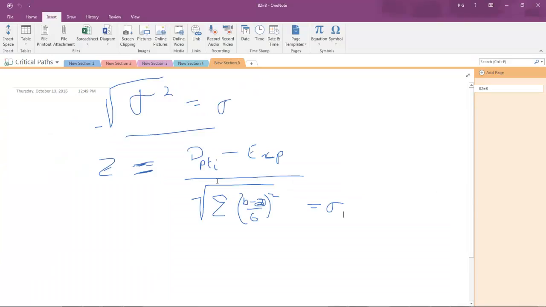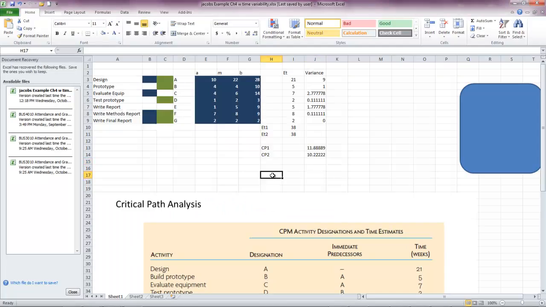And so we're using this equation, and I'm going to calculate it here. We're going to put in probability of path 1 versus probability of path 2. Probability of path 1 is going to equal 35. We just know 35 minus 38. Those are going to be the same in both cases.